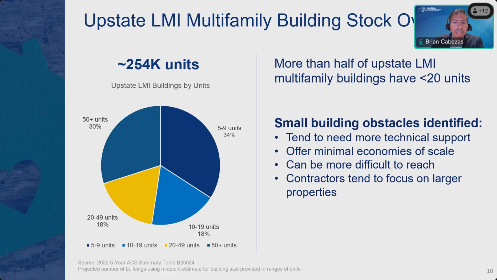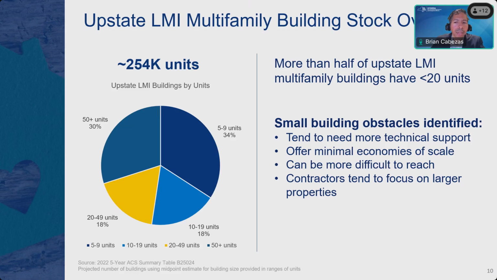The segments that we presented here are 5 to 9 units, so buildings with 5 to 9 units, buildings with 10 to 19 units, buildings with 20 to 49 units, and buildings with 50 plus units. The segment with the greatest percentage of affordable housing units at 34% is the 5 to 9 unit building segment, followed by the 50 plus unit segment, which is 30%. What we noted particularly when we looked at this data was that over 50% of the units were in multifamily buildings that had under 20 dwelling units.